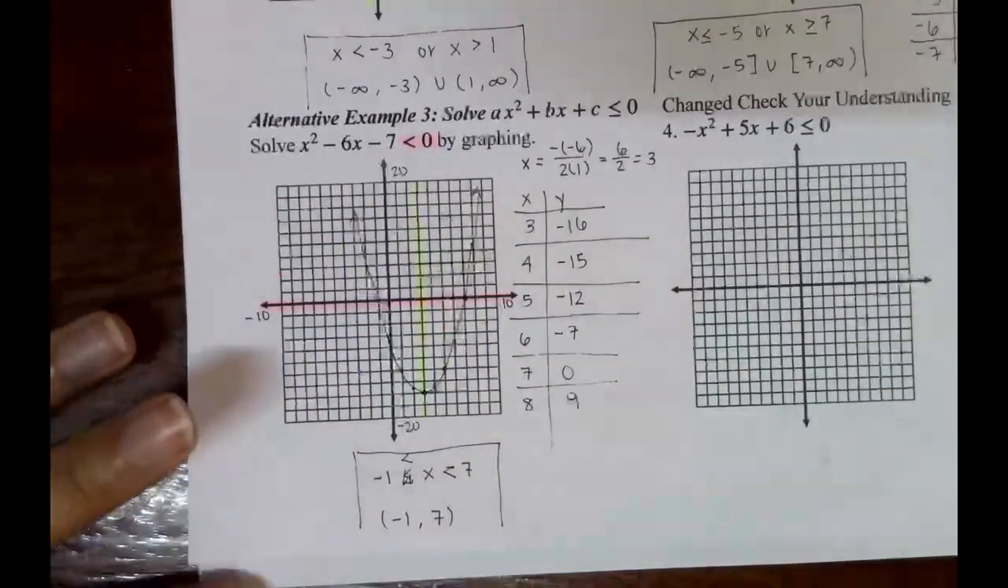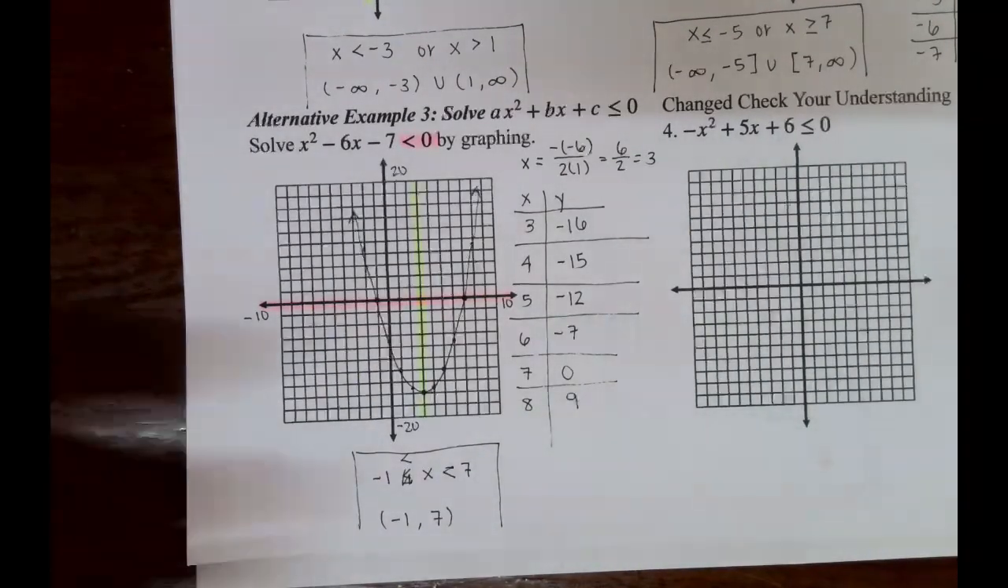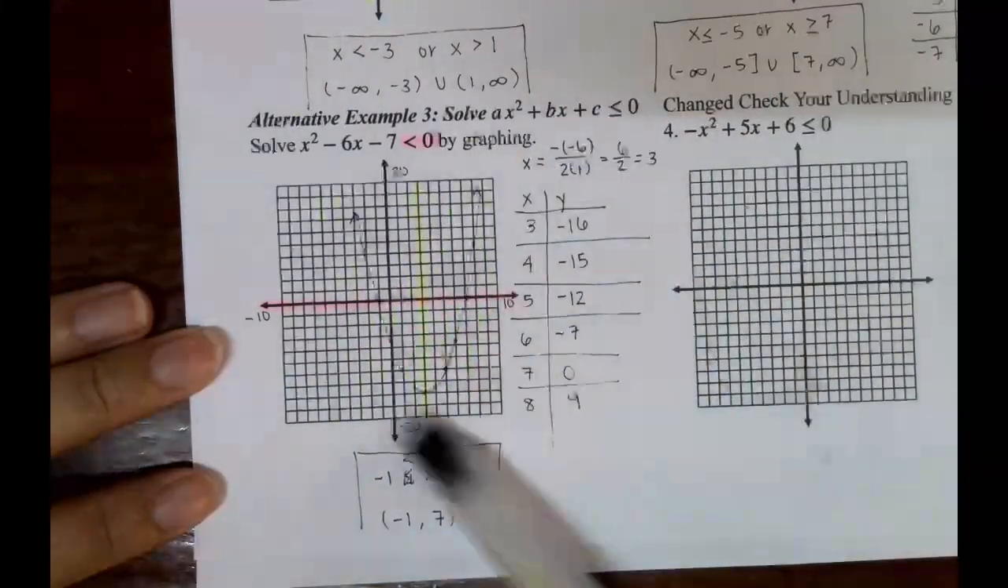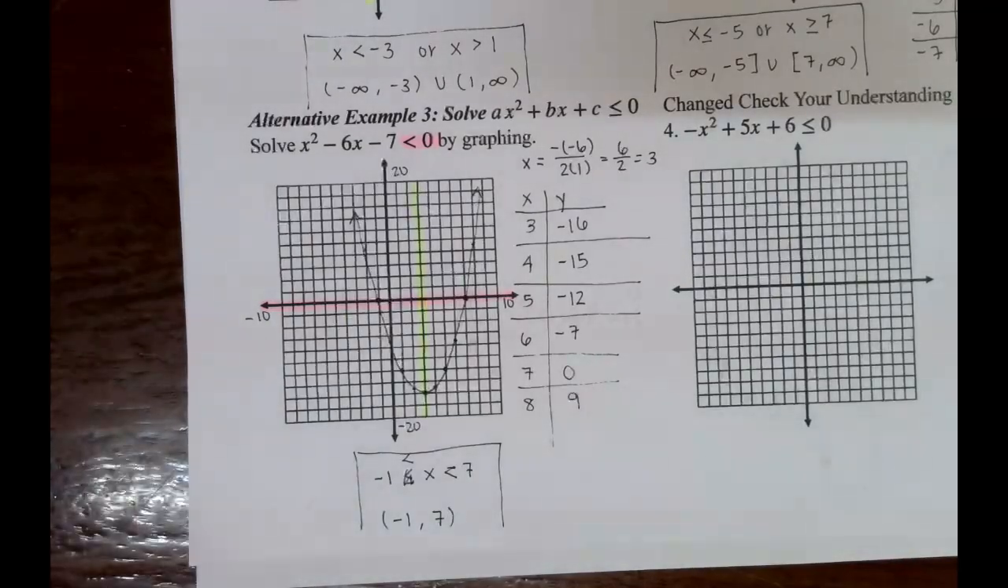Right. What I don't like about the book is that it claims that we're solving it by graphing, but really they're doing some algebra stuff and then just using the graph to check. Okay. But this is really what it looks like to solve by graphing. You should graph it, and then based on what the graph looks like, then you get your answer.